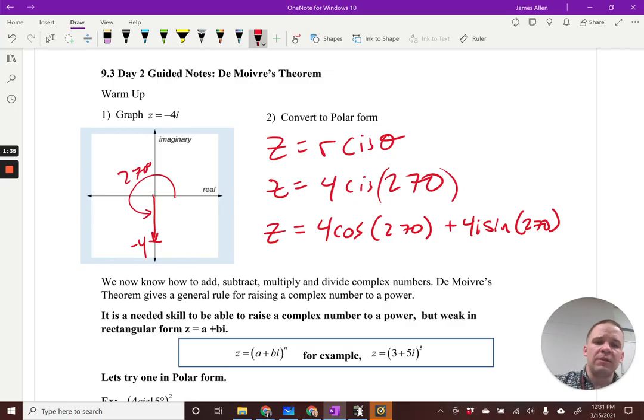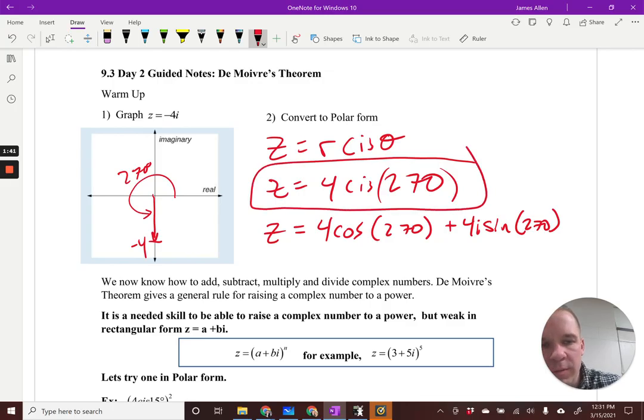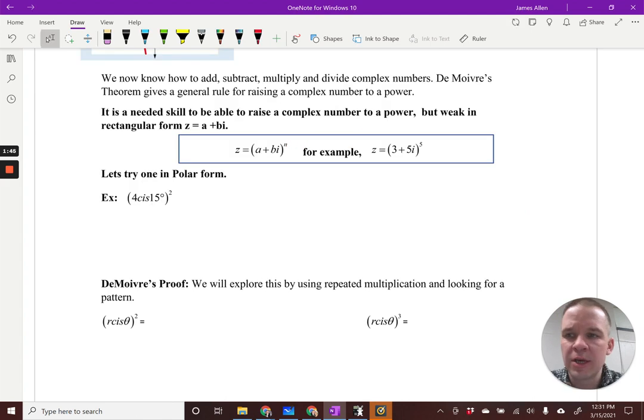I prefer that one, and most others would as well. So we know how to add, subtract, multiply, and divide complex numbers, right? And we've seen that multiplying and dividing in polar form is rather advantageous. Now, DeMoivre's theorem gives a general rule for raising a complex number to a power.